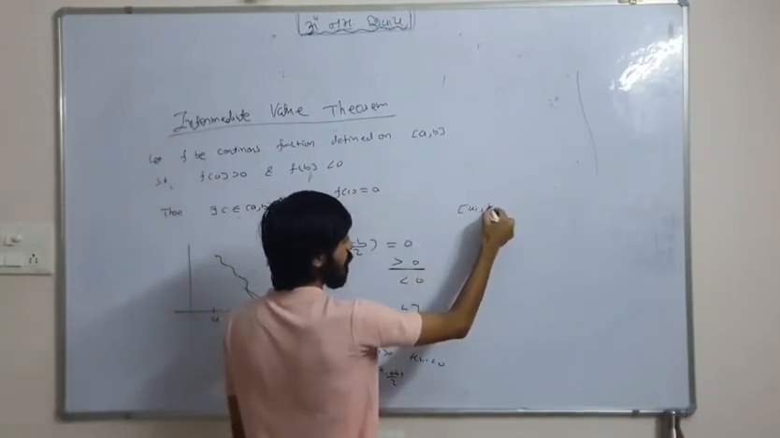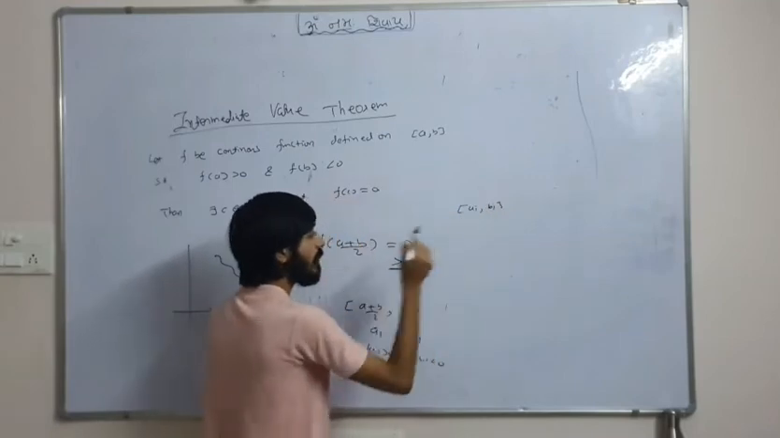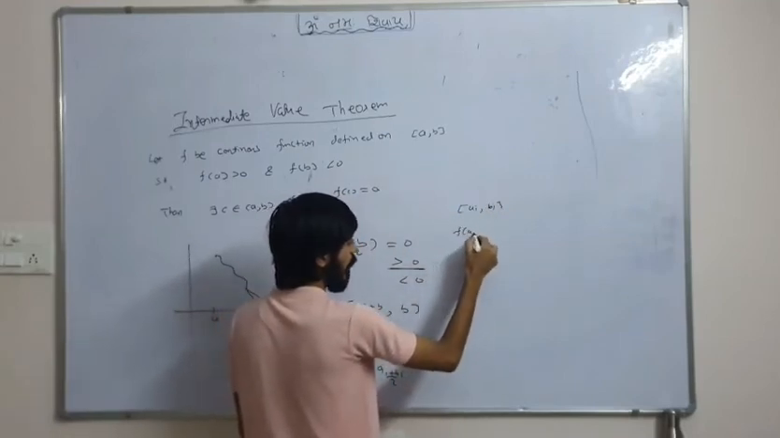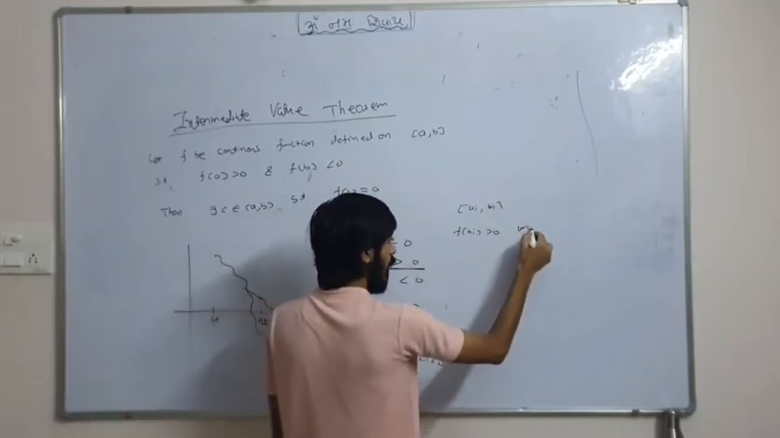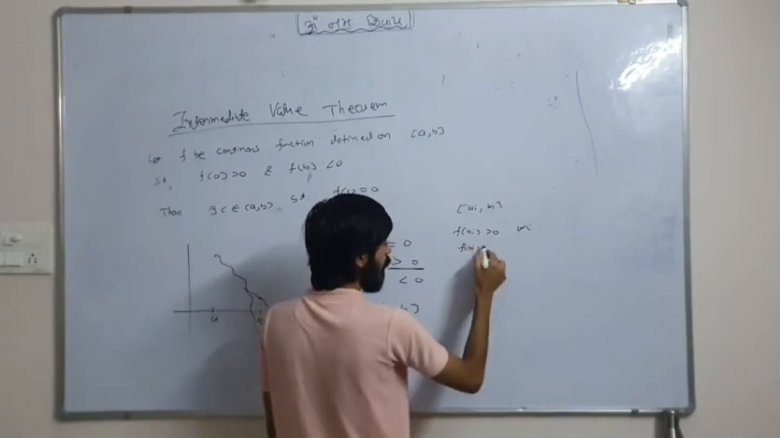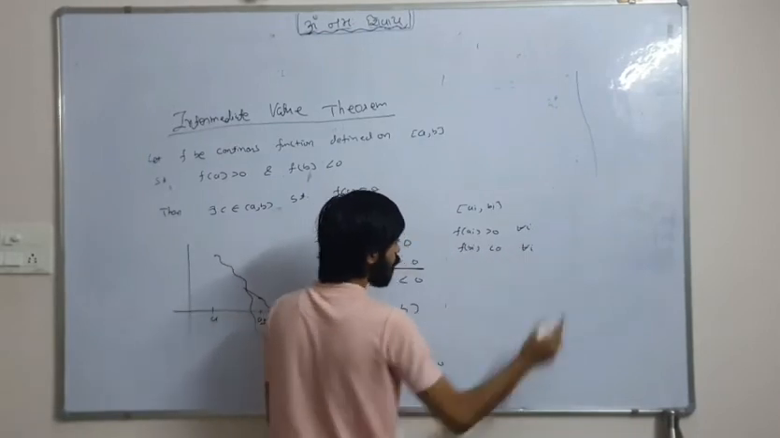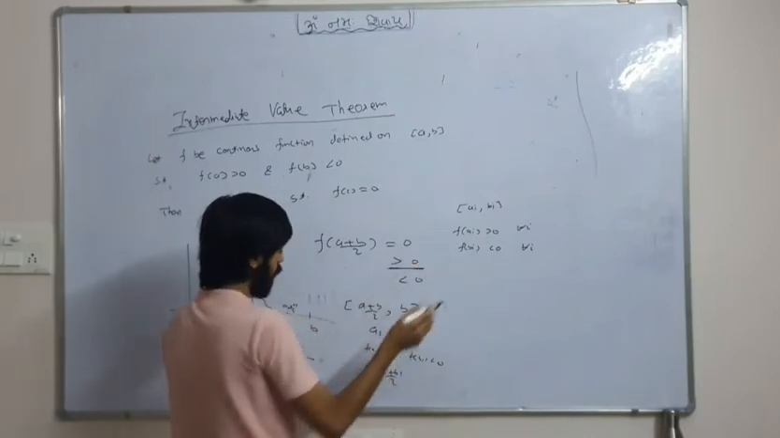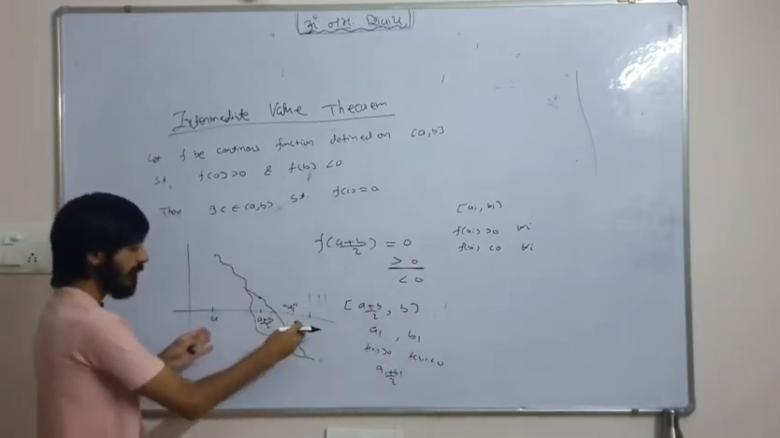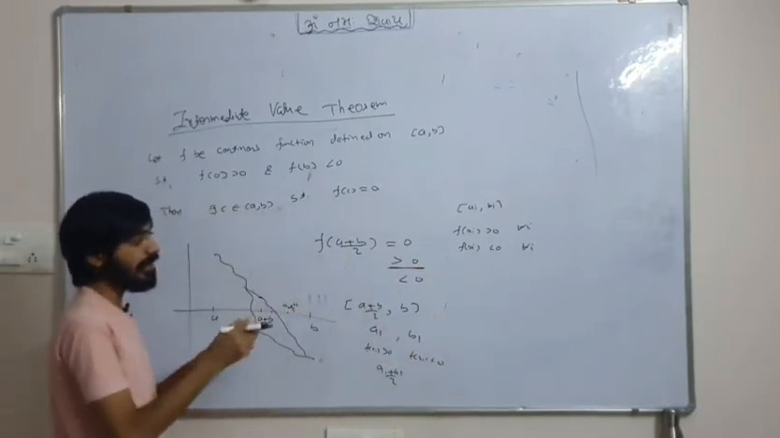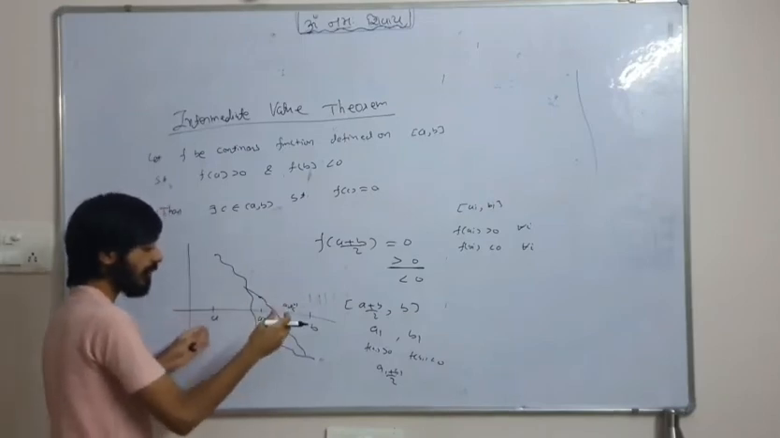So here I have a_i, b_i, and the properties are going to be f of a_i will be positive for all i, f of b_i will be negative for all i, and now you see here I am dividing this interval by 2. So each time I am taking the length by 2.